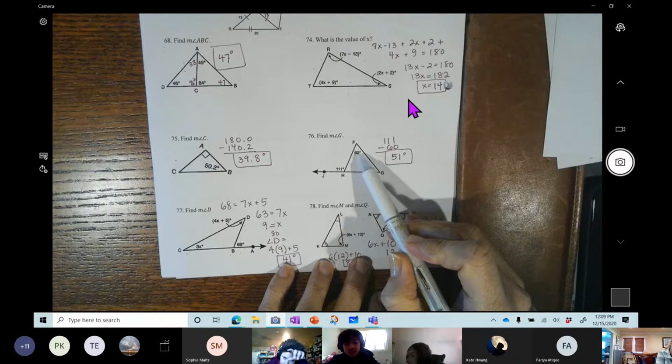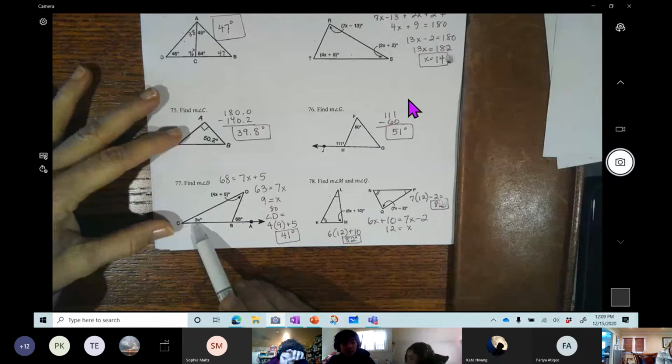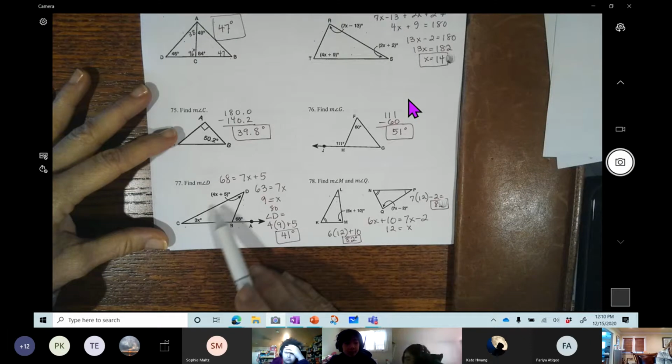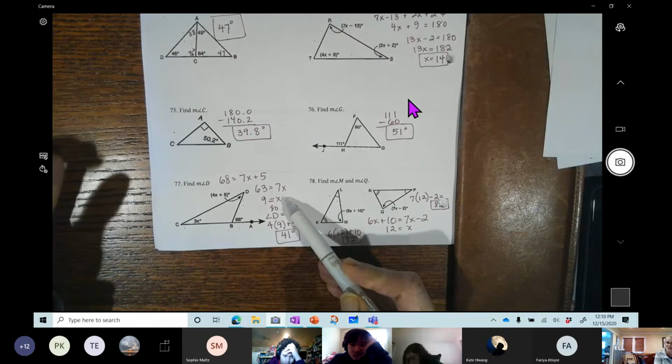Same idea as this one, but now you have x's. So this angle plus this angle, these two have to add up to 68. So I added them together as 7x, 3x plus 4x, and I got this. Now I solved and got x equals 9. But remember, you always want to answer what's being asked. So if you put in 9, you'll get it wrong. Even though you had the correct equation and you solved it correctly, you didn't answer the question being asked. So to find D, I have to go back to here and plug in that x equals 9, and I get an answer of 41. That's why 41 is boxed.